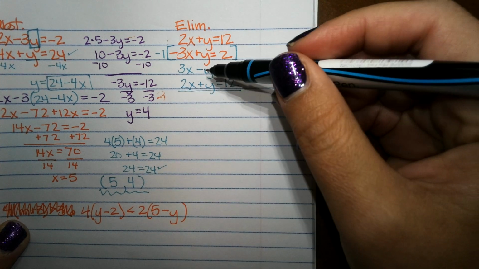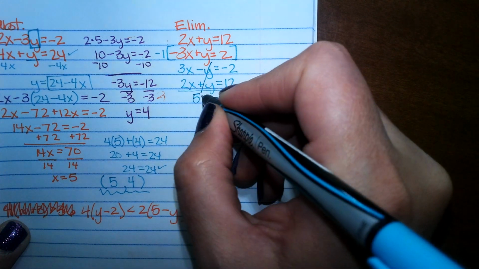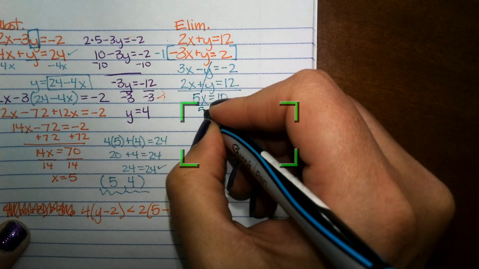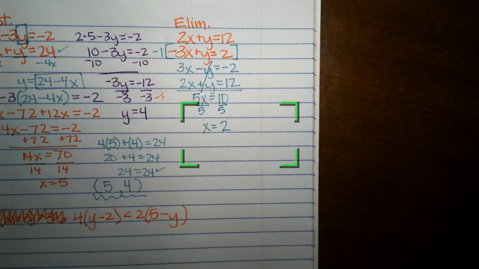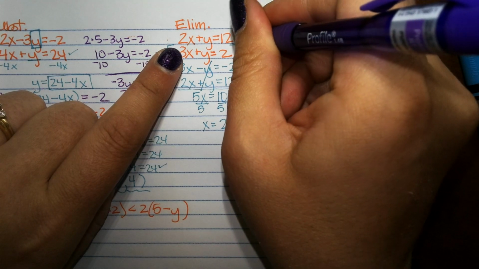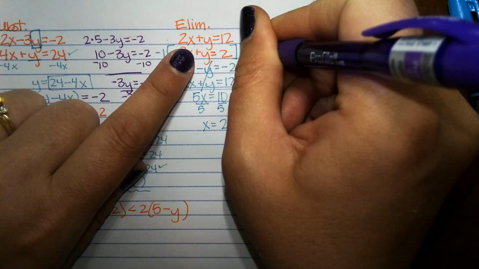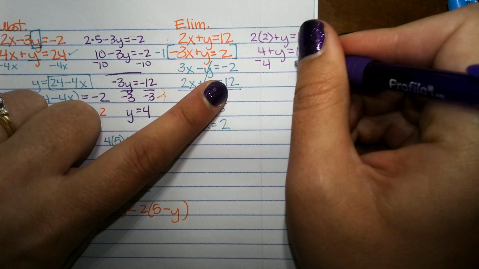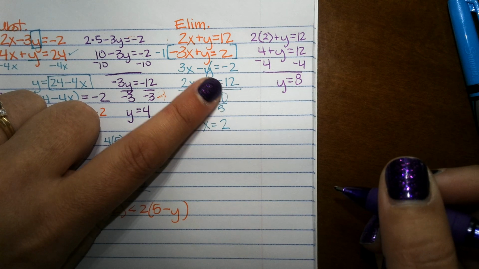Okay, when I put these together, my y's are eliminated. -1 plus 1 is 0. 3x plus 2x is 5x. -2 plus 12 is 10. I'm going to divide both sides by 5. X equals 2. So now I can plug this into either the top equation or the bottom. Let's just do the top. So I have 2 times my x, which is 2, plus y equals 12. 4 plus y equals 12. Subtract 4 from both sides. Y equals 8.